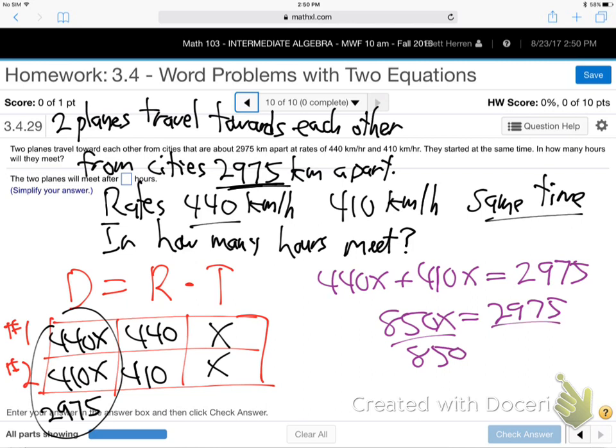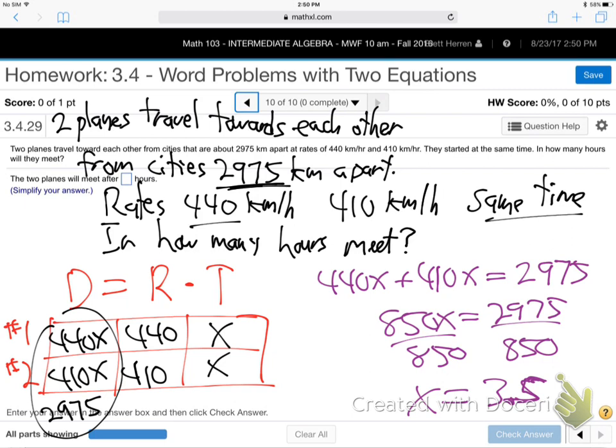29.75 divided by 850, is that like 3.5? Yeah, 3.5. So 3.5 hours, they will meet. Good, easy. They're going to get a lot more tricky than that. So you're ready? I want to give you the basic one, and we'll back up to the tricky one. So good with that? All good?